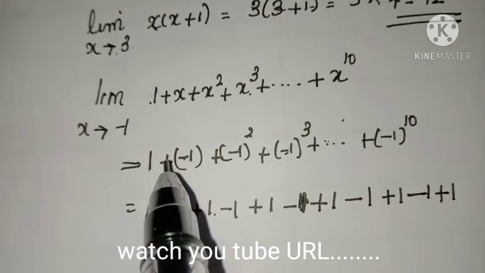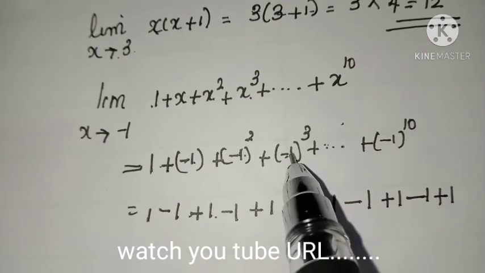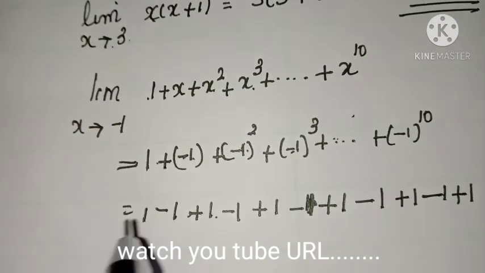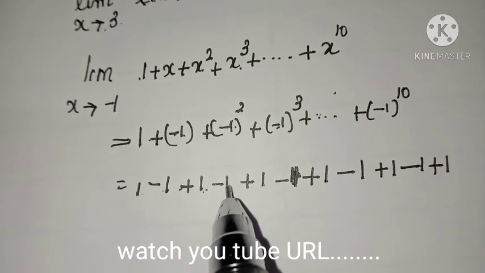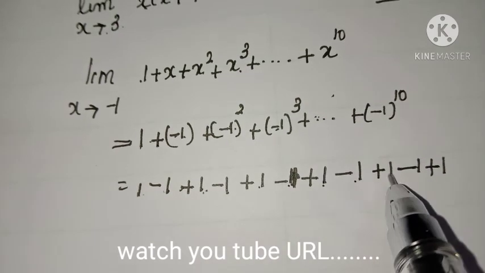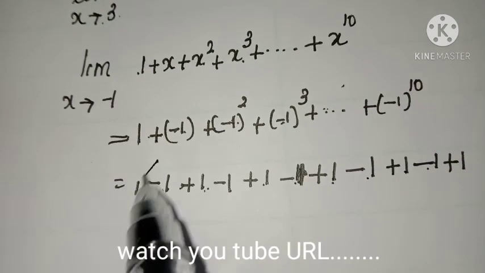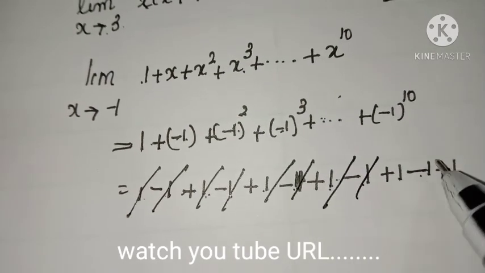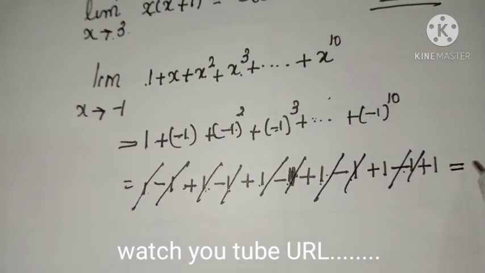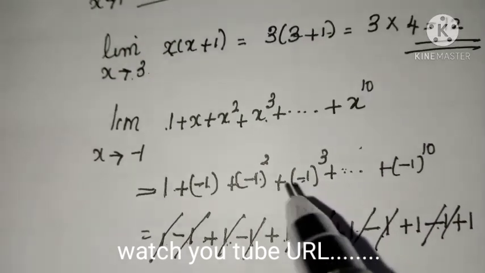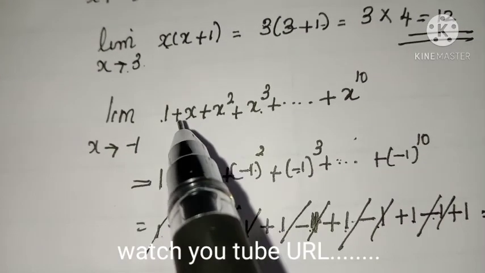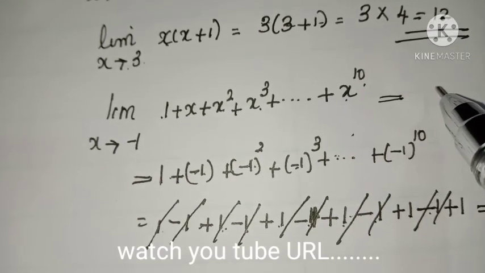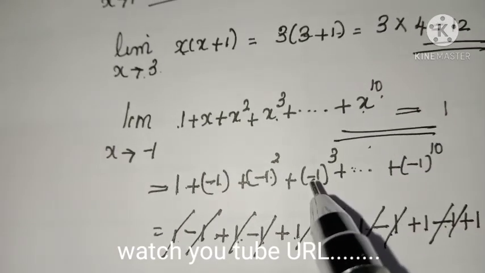So you can see 11 terms are there, counting 1, 2, 3, 4, 5, 6, 7, 8, 9, 10, 11. So here we can cancel 1 minus 1, 1 minus 1, 1 minus 1. So the final answer is equal to 1. So the limit x tends to minus 1 of 1 plus x plus x square and so on up to x raised to 10 is equal to 1.